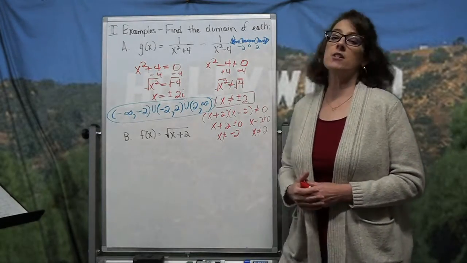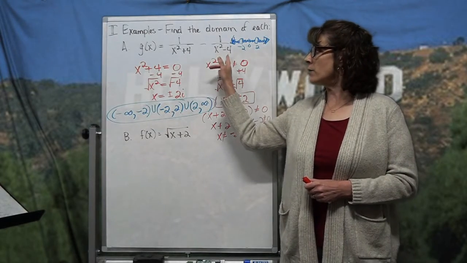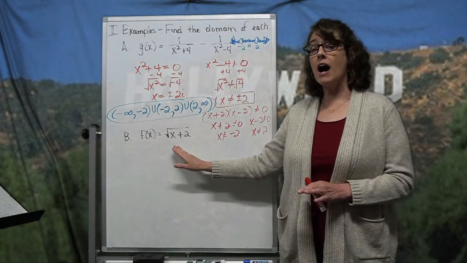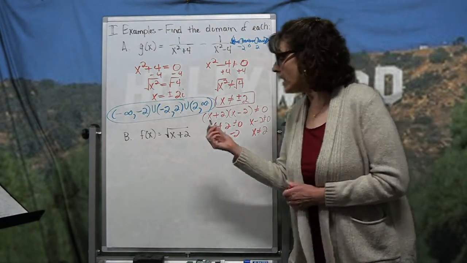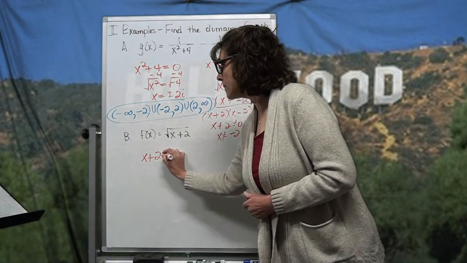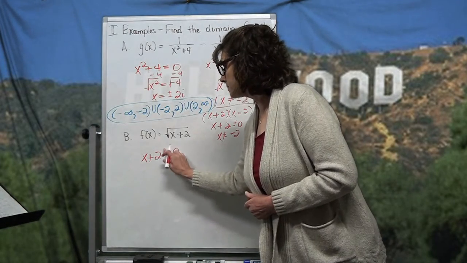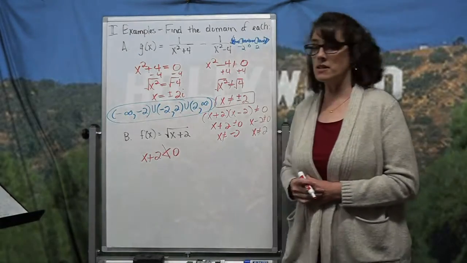Now, let's take a look at this situation. Once again, you cannot have a 0 in the denominator of a fraction. Now, I don't have any fractions in here, so I'm not worried about that. But I also do not want a negative underneath that radical. So that x plus 2 underneath there had better not be less than 0. I don't want that to happen.